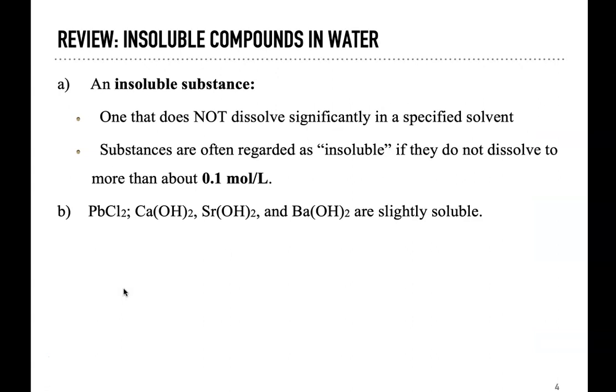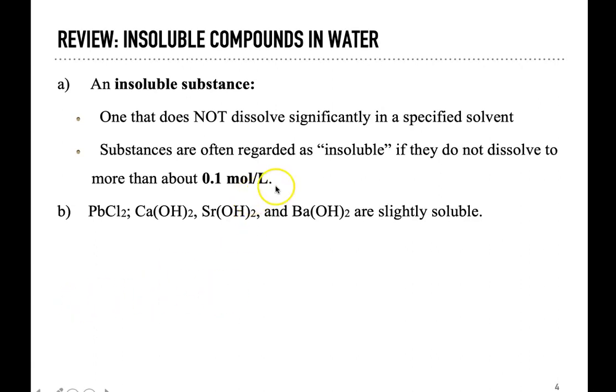Insoluble substance, we learned this one previously in Chem 201. This one is an ionic compound that does not dissolve in the specified solvent, usually water in aqueous solution. There is not absolutely, this one is not dissolved significantly. So this one is dissolved a little bit, but that amount is not significant.